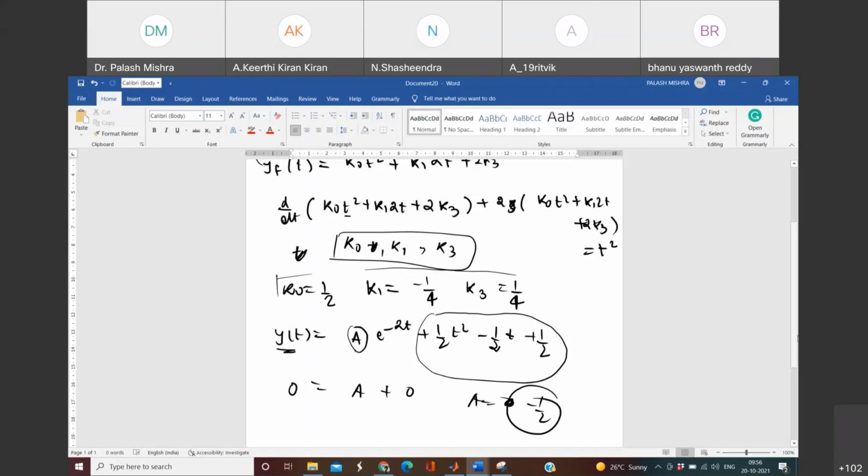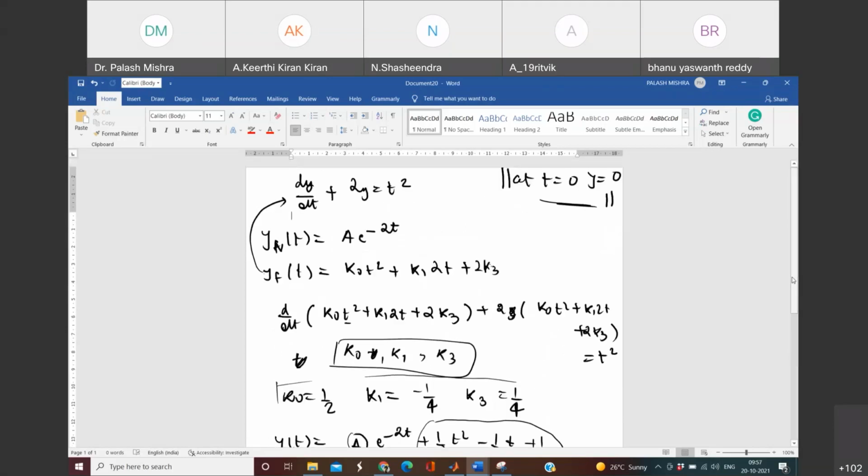Okay. So this is how you will be doing it. Finally your response will be minus 1 by 2 e to the power of minus 2t plus 1 by 2 t square minus 1 by 2 times t plus 1 by 2. Please check the mathematical calculations. But this is how you will be finding the response for first order differential equations of the kind which has an equation something like this.